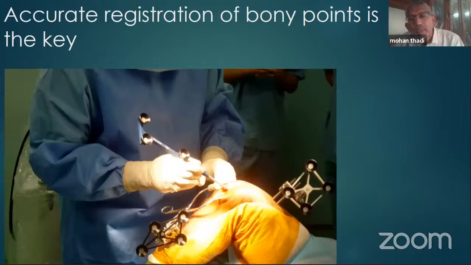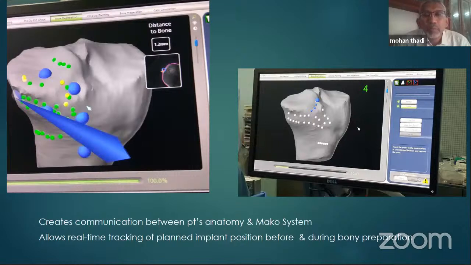So the one thing about performing unicompartmental arthroplasty is that the registration of the bony points is the key. It's basically how good the information is that you are giving the computer. The better the registration, the more accurate is the operation. So it's very, very important that you go through all these points.